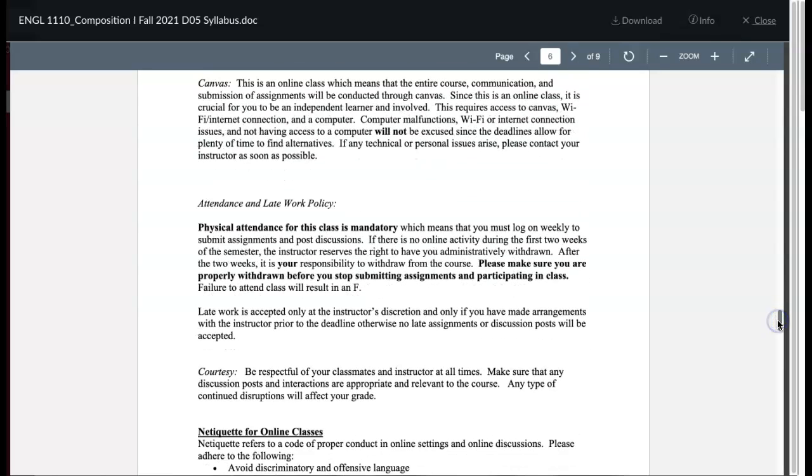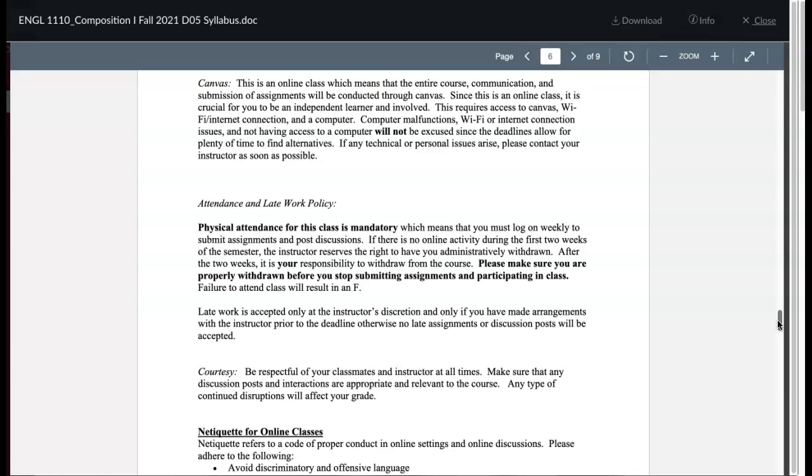When it comes to late work, I don't accept late work unless there is some sort of emergency or special circumstances. I basically treat it on a case-by-case basis. So if you do have an issue, please let me know and maybe we can try to work something out. However, please keep in mind that I cannot accept every single assignment late. There are rules that I also have to abide by, so I cannot accept assignments late every single week.